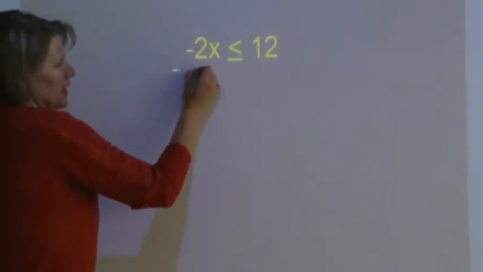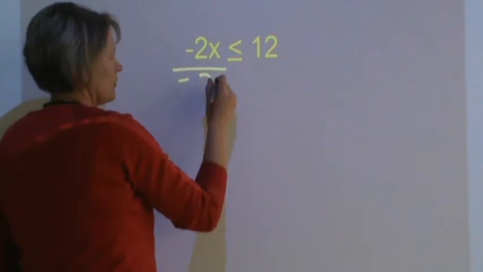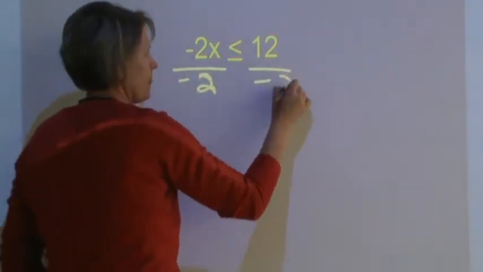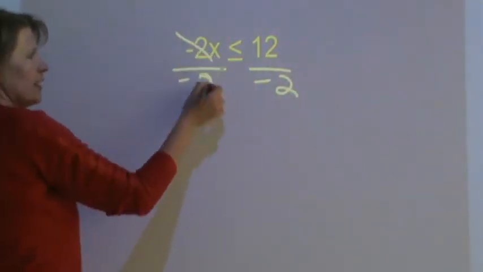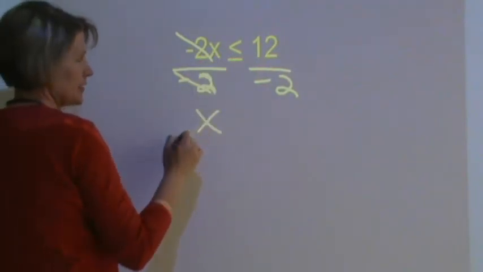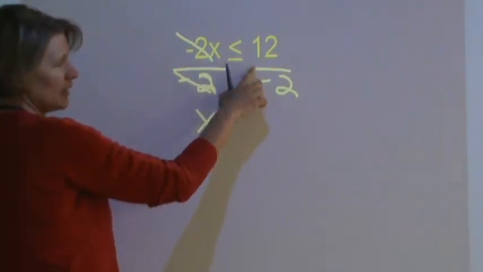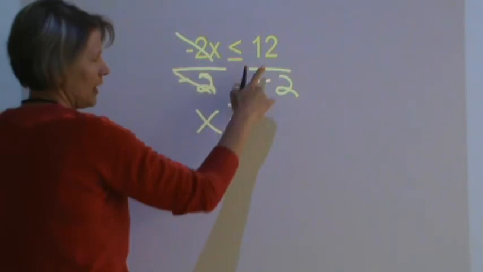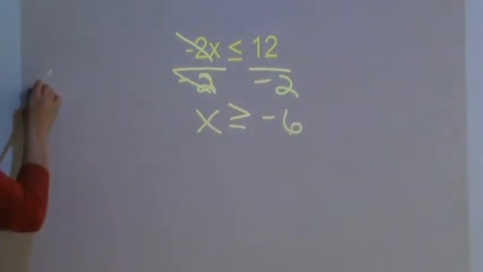Divide by negative 2. All right, there we go. Negative 2 divided by negative 2 is 1. 1 times x is x. Because I divided by a negative, I've got to flip my sign here. That's going to be negative 6.